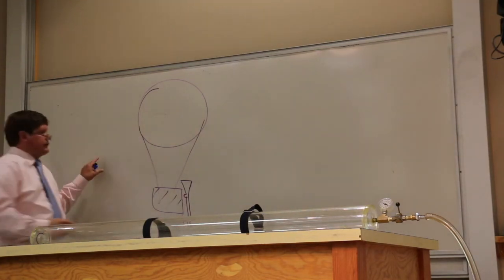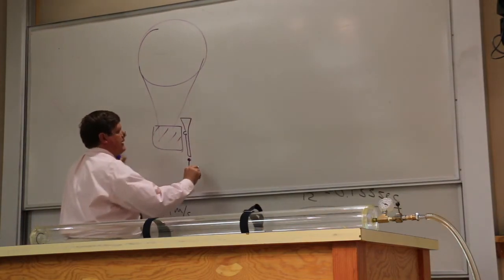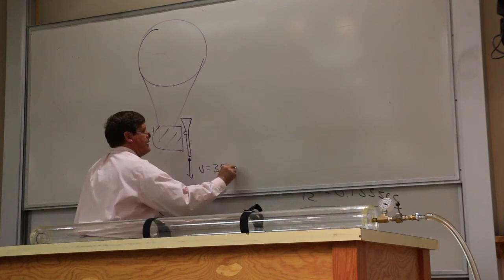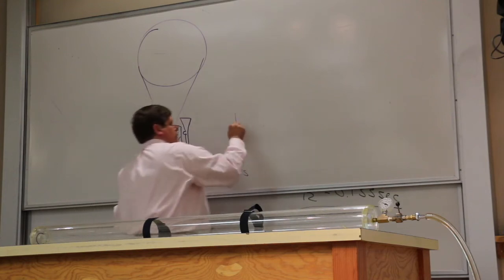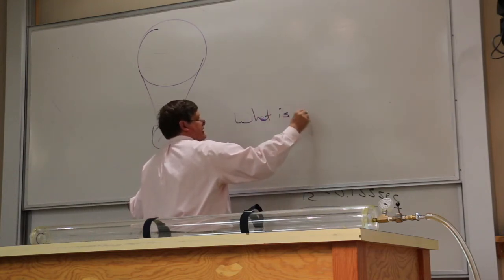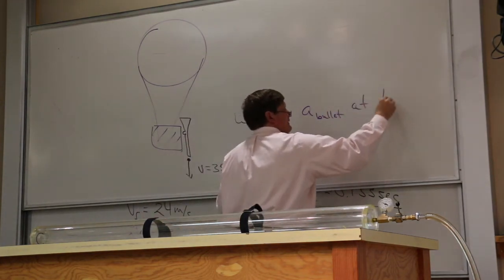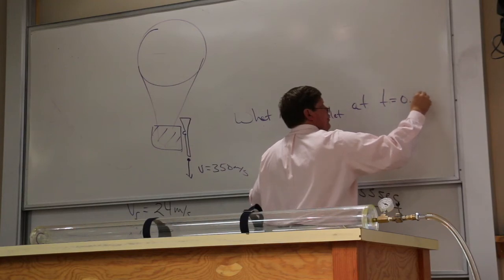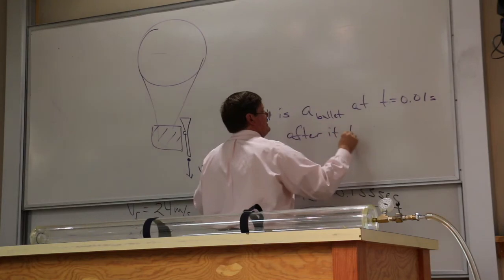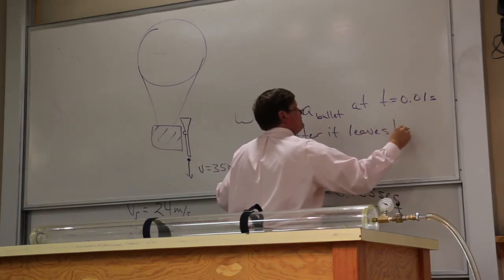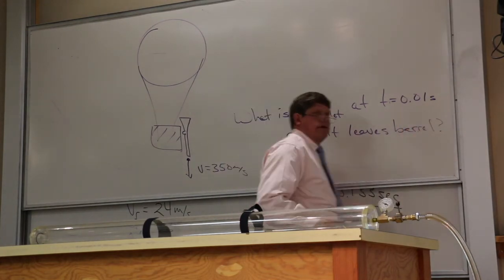So you fire the gun straight down, and the bullet leaves the barrel with a velocity of 350 meters per second. My check question is, what is the acceleration of the bullet at a time 0.01 seconds after it leaves the barrel? Okay, talk to your neighbor.